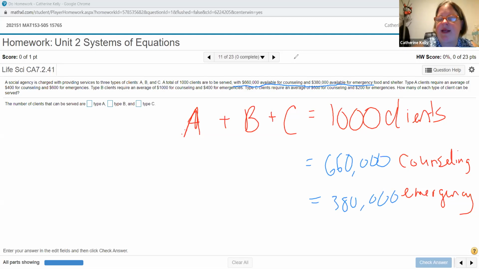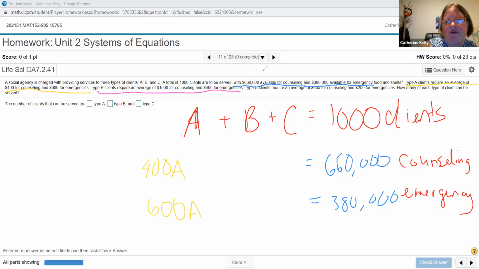Now, each group has a different amount allotted to them. And here it says, type A clients have an average of 400 for counseling and 600 for emergencies. So 400 for counseling for A and 600 for emergencies for A. The next set of information says type B get 1,000 for counseling and 400 for emergencies. So 1,000 for counseling and 400 for emergencies.